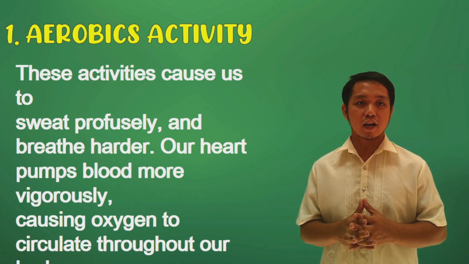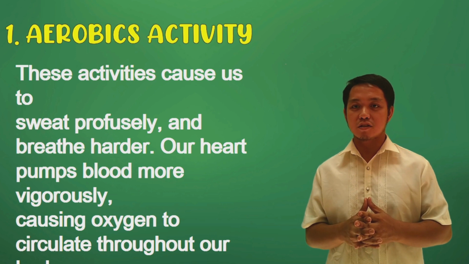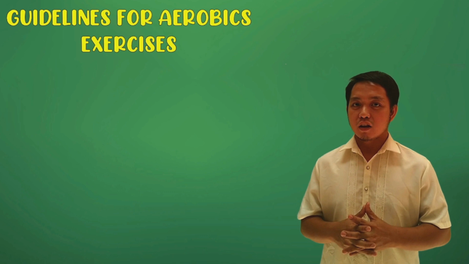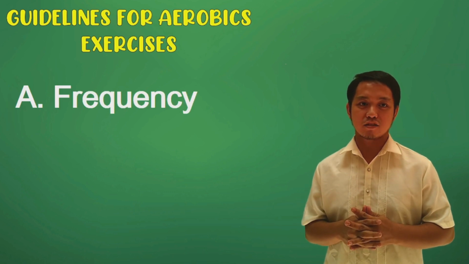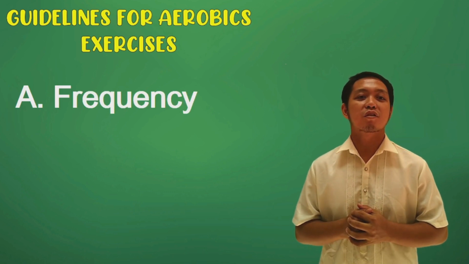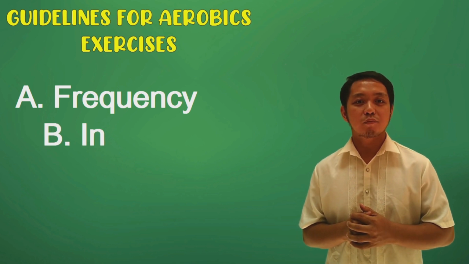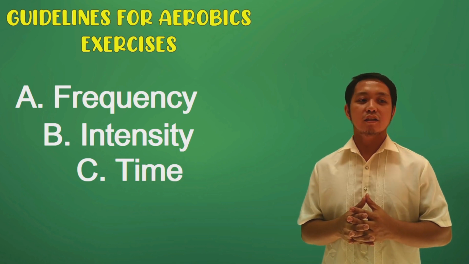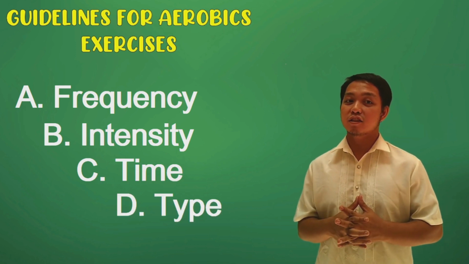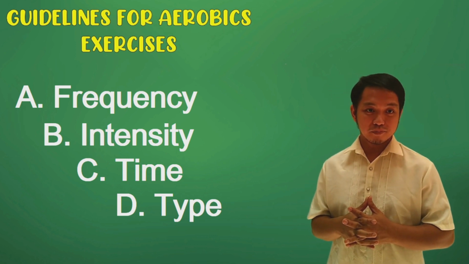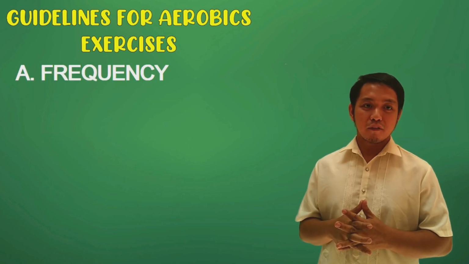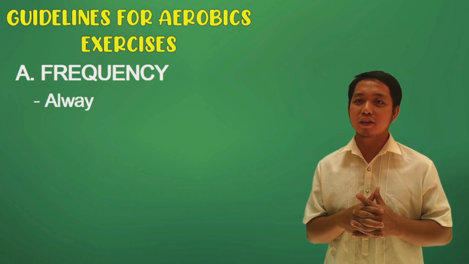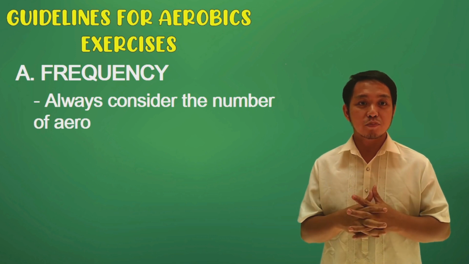Most aerobic exercise can be done on a daily basis. So, if you want to do aerobic activities, let's follow these guidelines. Number one, frequency. Number two, intensity. Number three, time. And lastly, type. First, in frequency, always consider the number of aerobic exercise sessions per week.